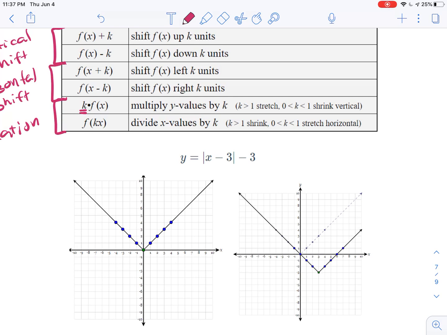Okay, so what's happening here? Well, here we have the function y equals absolute value of x minus 3, minus 3. First, we need to recognize what is my parent function. Anytime I look at this, I look for the more general operation. So in this case, it's absolute value. So my parent function is y equals absolute value of x, which is what that first graph shows.